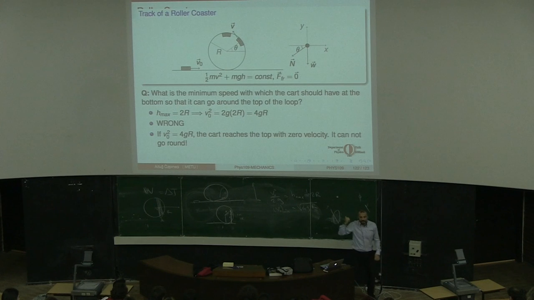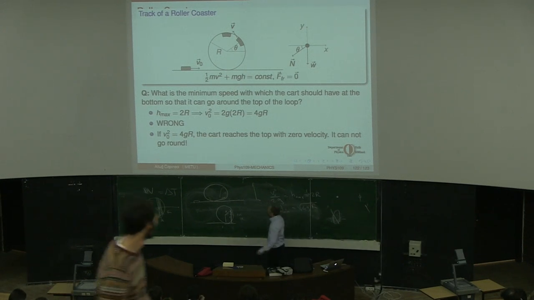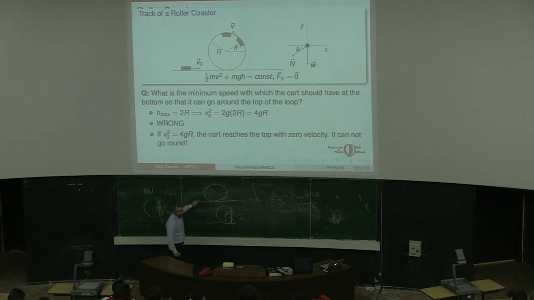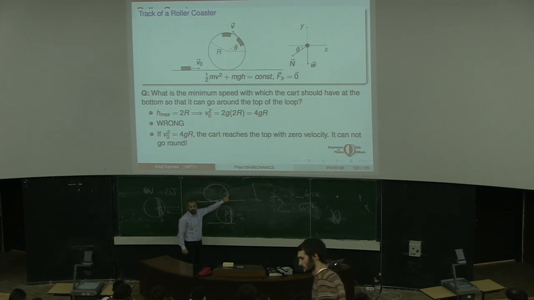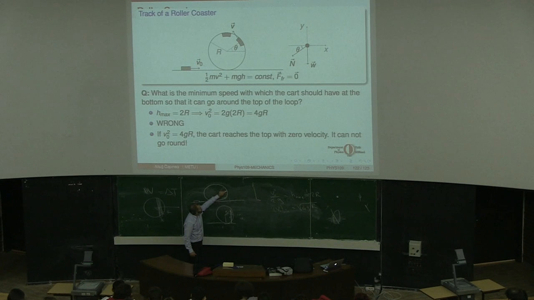Although there I have written that with that speed, if the cart reaches the top, its speed will be zero, if you send the cart with that speed, it will never be able to reach the top. What it will actually do is, okay, this is my cart. It will come here and start to go up. As it goes up, its speed will be reduced. It will have a smaller and smaller speed.